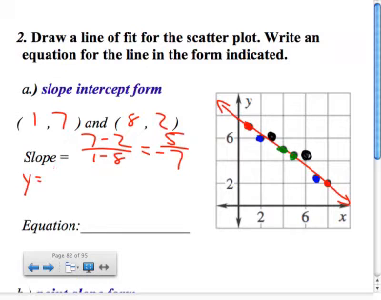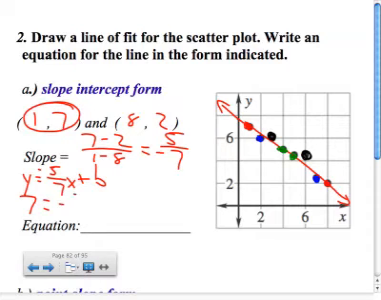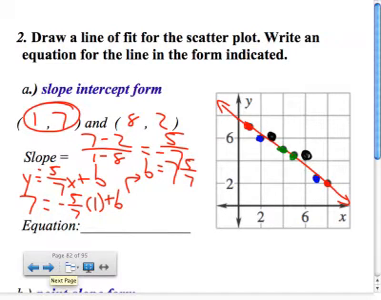So I have y equals negative 5 over 7x plus b. All right, I'm going to go ahead and use this first point. Okay, so I have 7 equals negative 5/7 times 1 plus b. Add 5/7 to both sides. And when I do that, I get my y-intercept to be 7 and 5 over 7. I'm just going to leave it as a mixed number.